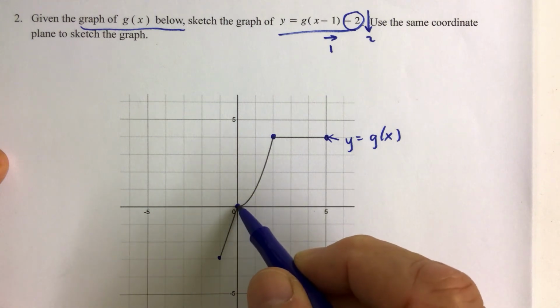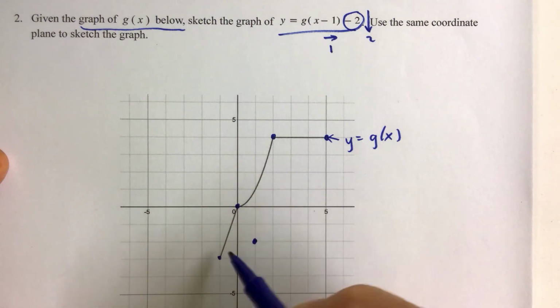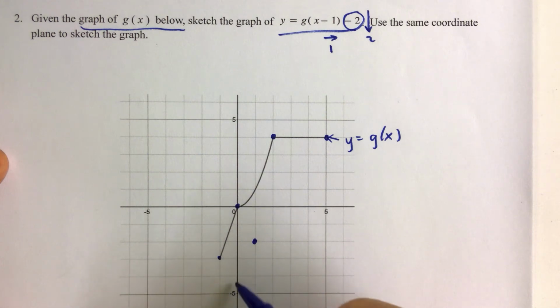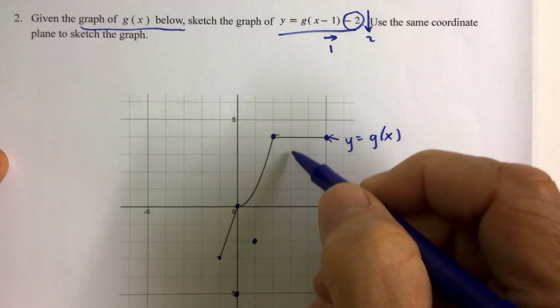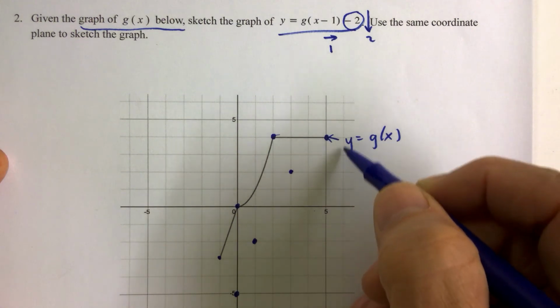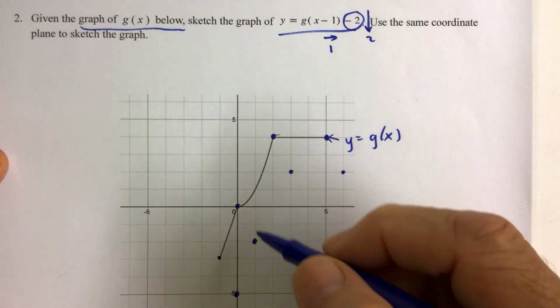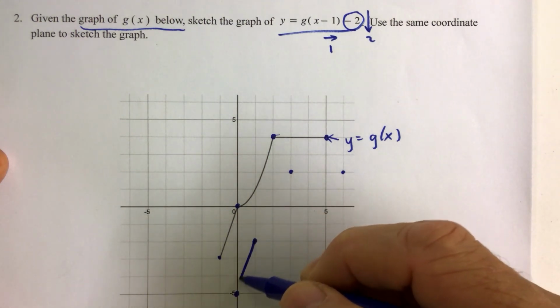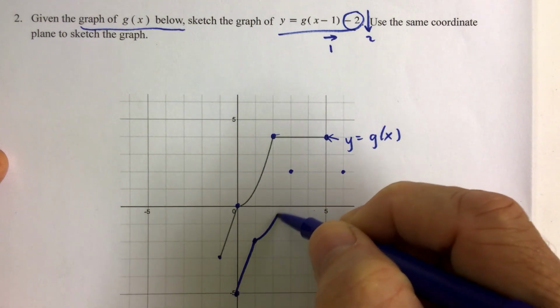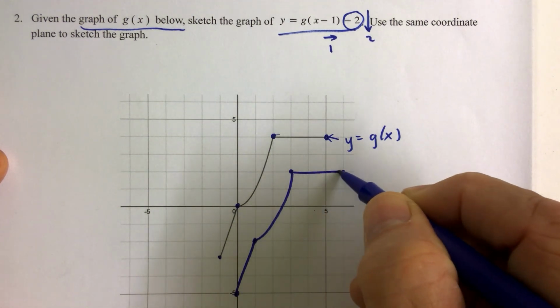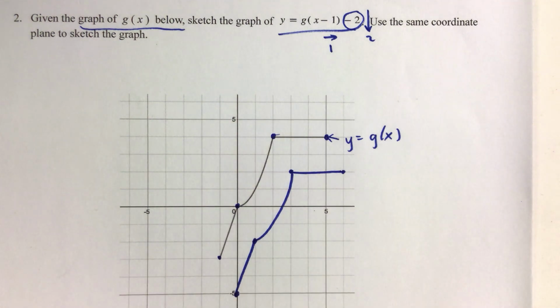So 0, 0 becomes 1, negative 2. Each point we're going to go right 1 and down 2, right 1, down 2, right 1, down 2. And then we're just going to connect the dots with the same shape. Okay? All right, so that's that one. That's version 1.